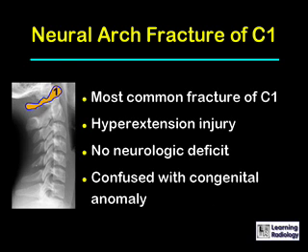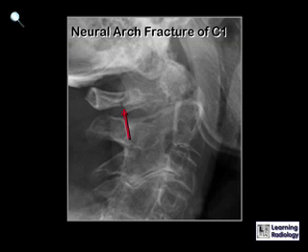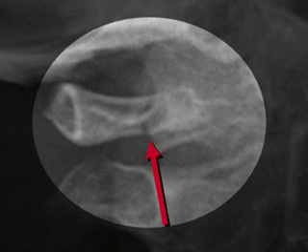Neural arch fractures of C1 are the most common fractures of C1. These are usually hyperextension injuries. There's no neurologic deficit. They can be confused with congenital anomalies, and you have to be careful of that. This is an example of a neural arch fracture of C1. The red arrow is pointing to a vertical lucency, which is a fracture through the posterior or the neural arch.